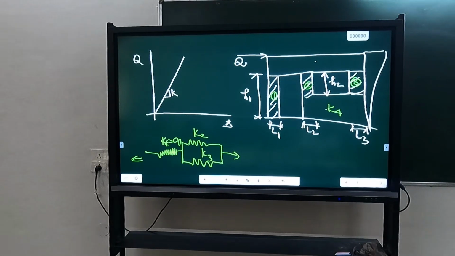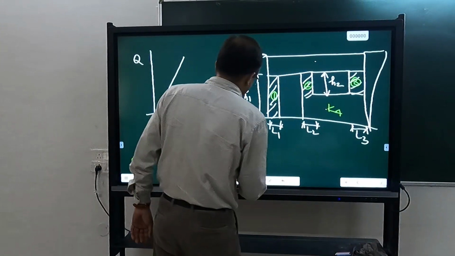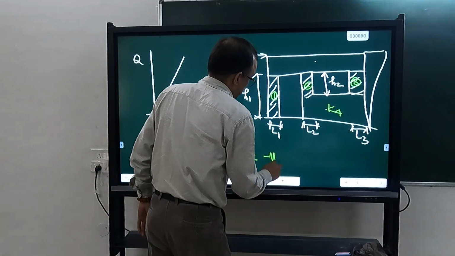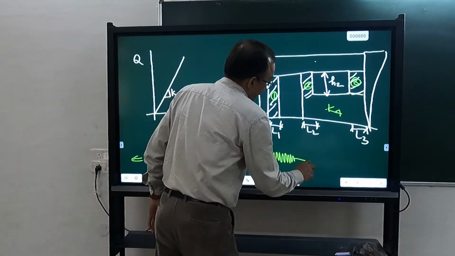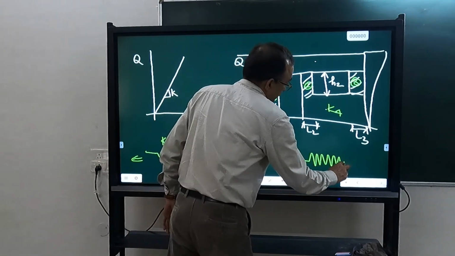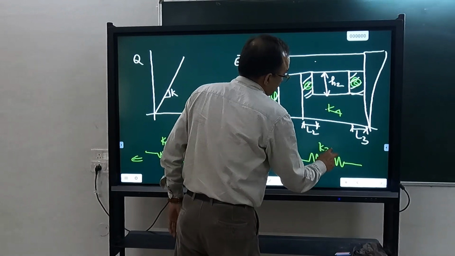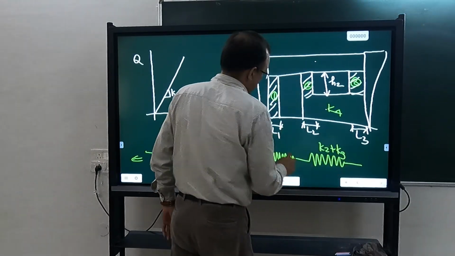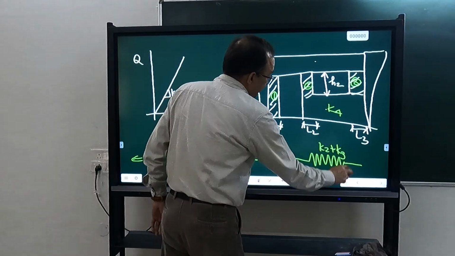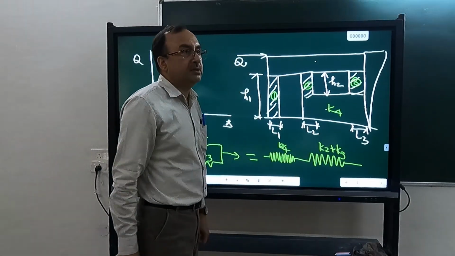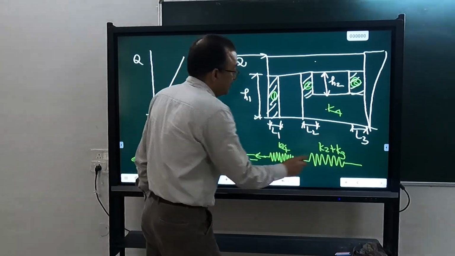K2 and K3 are not in series. K2 and K3 are in parallel. So first determine this, which is equal to this K4 plus this. K4 is here, and in series it is having K2 plus K3. How much will be this stiffness?